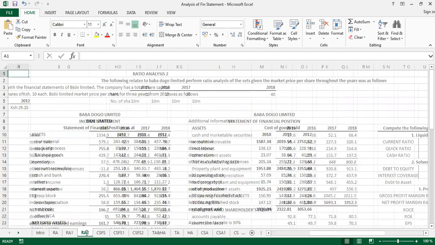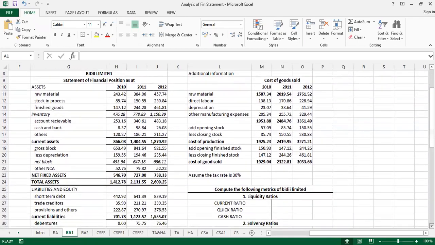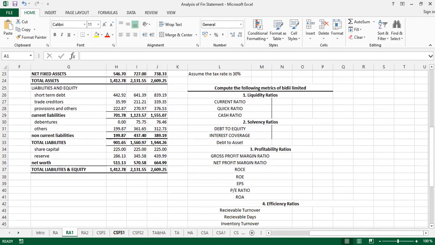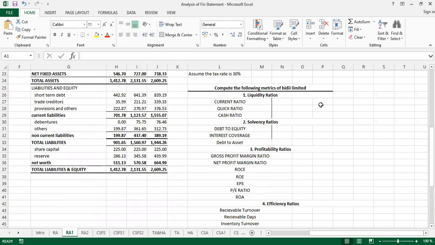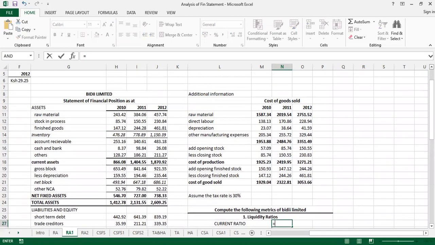So we'll start directly. So let me see. Where is it? Here. Compute the following metrics for BD Limited. Actually here, what I've done, we will try to compute as many as possible, like the whole of this thing, control home to go up. So we'll start with the liquidity ratios. We start with the current ratio. As said there, the current ratio is the current assets divided by the current liabilities, isn't it? So it's here. Come just to the question.